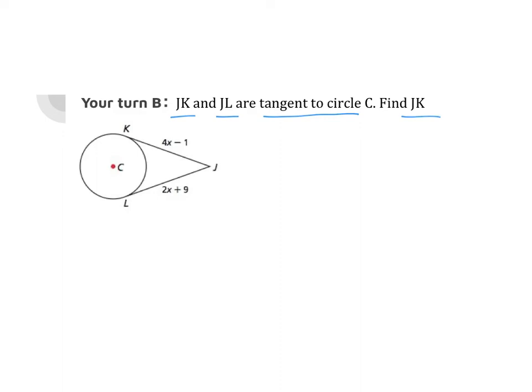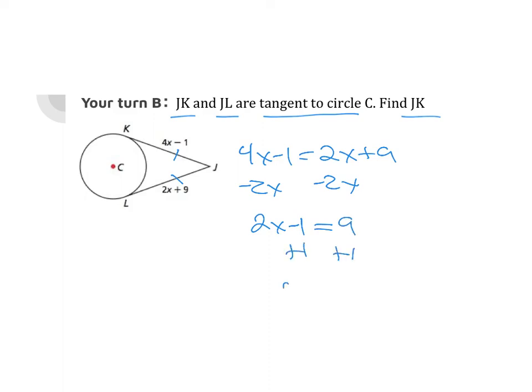For this example, noticing that JK and JL are tangents that intersect outside of our circle, we can say they're congruent to each other. So for my equation, we have 4x minus 1 is equal to 2x plus 9. We're then going to go ahead and get x by itself, so I'm going to start by subtracting 2x on both sides. And we get 2x minus 1 is equal to 9. I'm then going to add 1 to both sides, and we have 2x is equal to 10. And finally, dividing by 2, we get x is equal to 5.